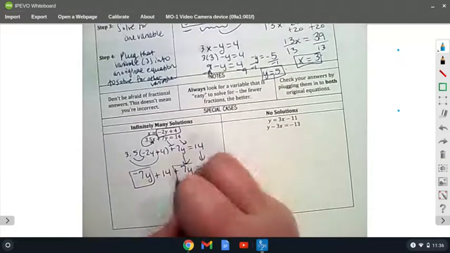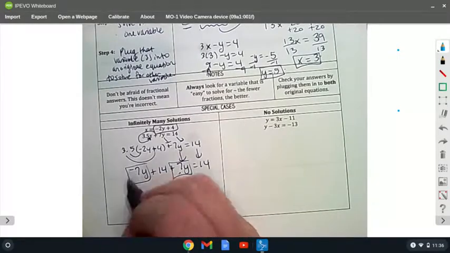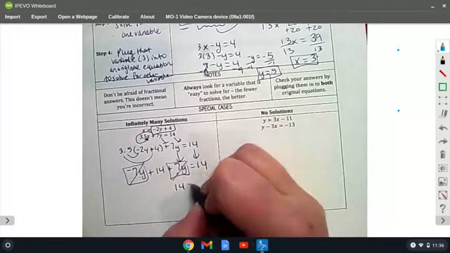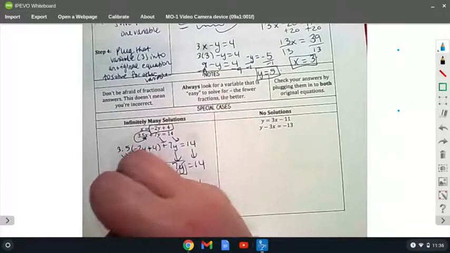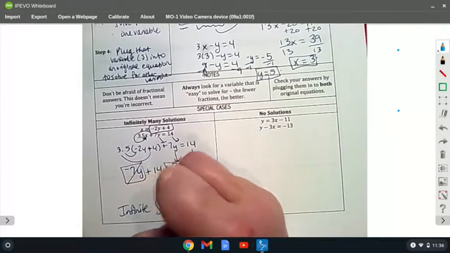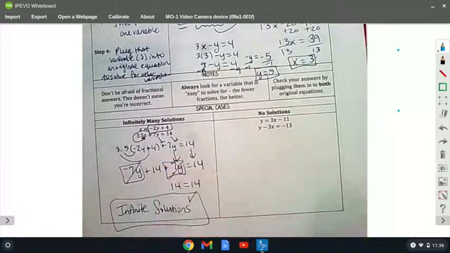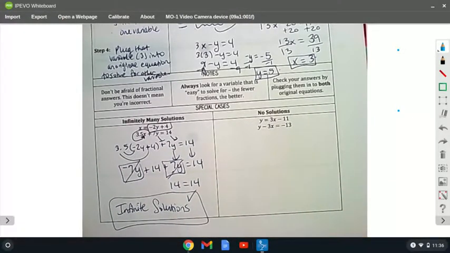Now, negative 7y and 7y are on the same side. They're like terms. And negative 7 plus 7 is 0. So they actually cancel. And I'm left with 14 equals 14, which is a true statement. So this would be infinite solutions because my variables canceled. And when they did, I was left with a true statement.